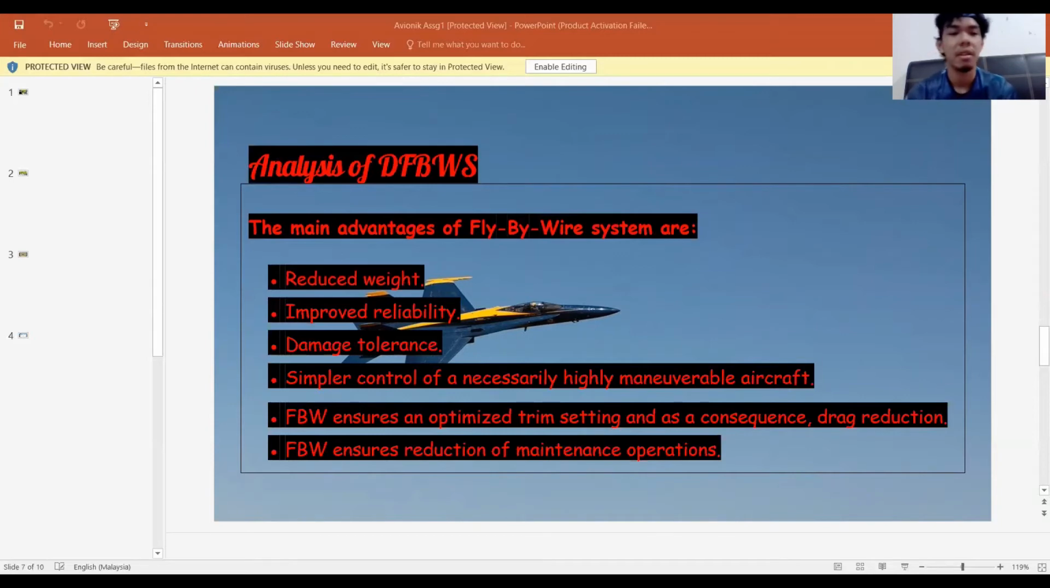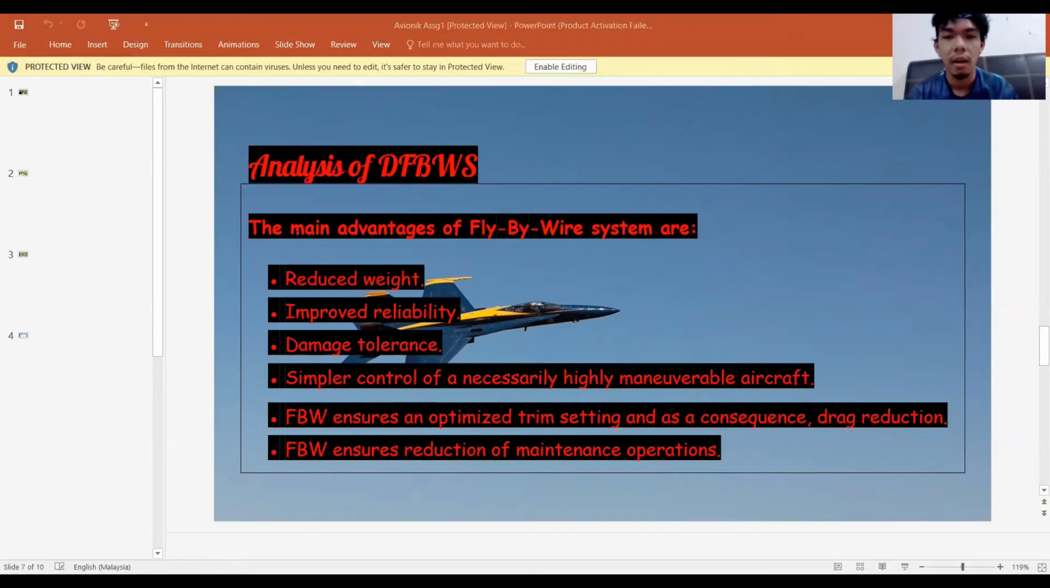The next one is simpler control of unnecessarily highly maneuverable aircraft. So as we all know, digital fly-by-wire system have a function which is called autopilot. Autopilot helps the pilots to fly the plane without working so hard. So it reduces the workload of the flight crew.